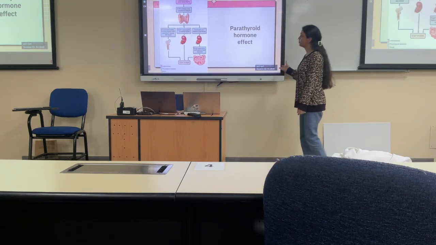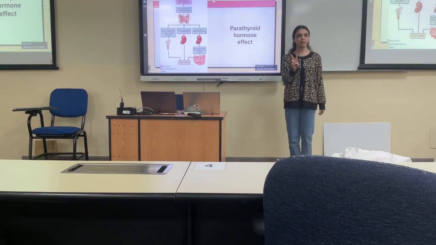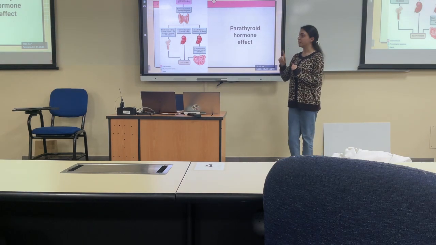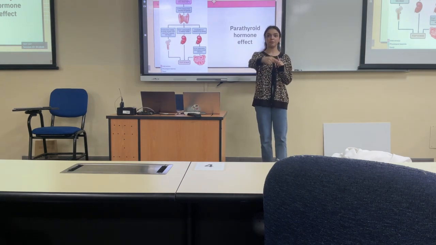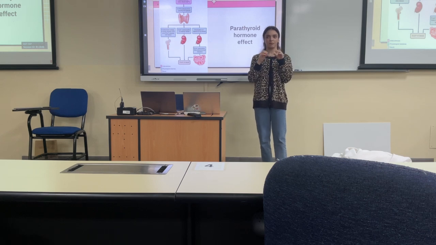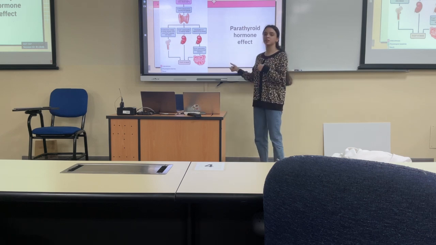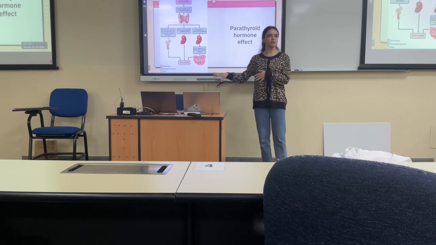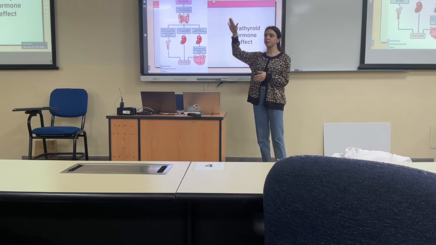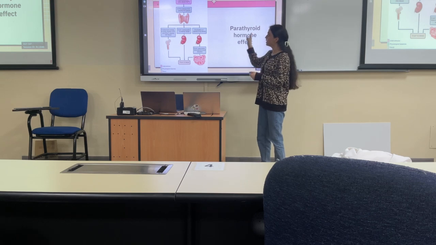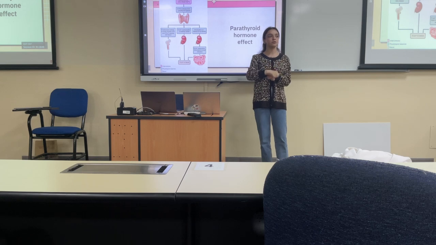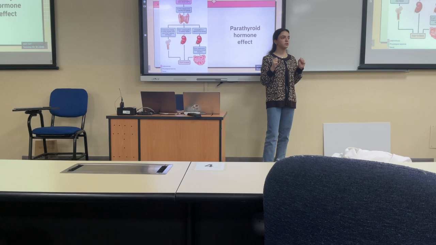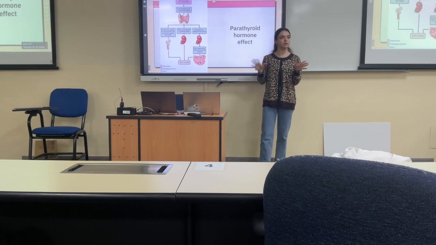What does the parathyroid hormone do? It has two direct effects and one indirect effect. The first direct effect is that it's going to stimulate the osteoclasts to eat up the bone and bony cells and release calcium and phosphate into the blood. That's our first step. It increases the calcium level in the blood. The second direct effect is that it increases calcium reabsorption from the kidney tubules. So it tells the kidney, I need you to reabsorb calcium for me, I need calcium in the blood now. That's the second direct effect.